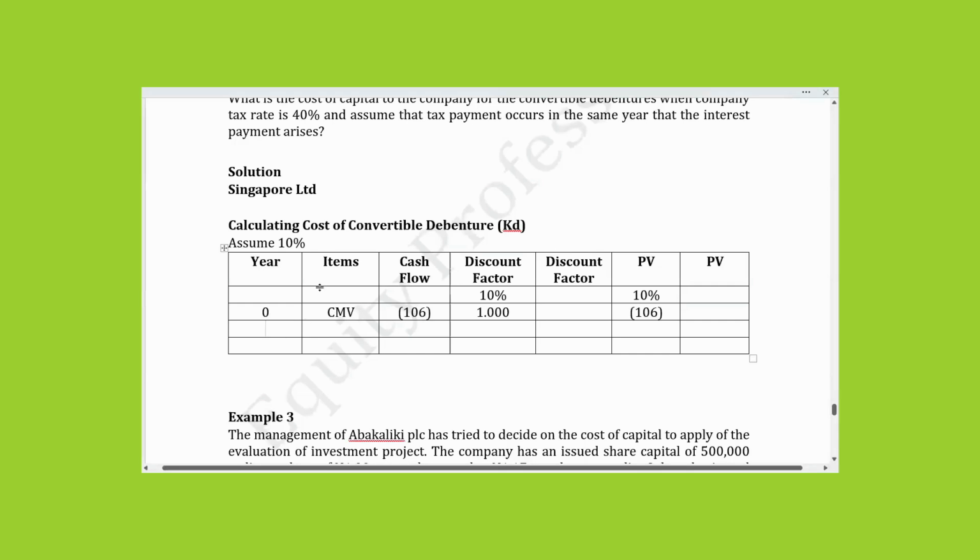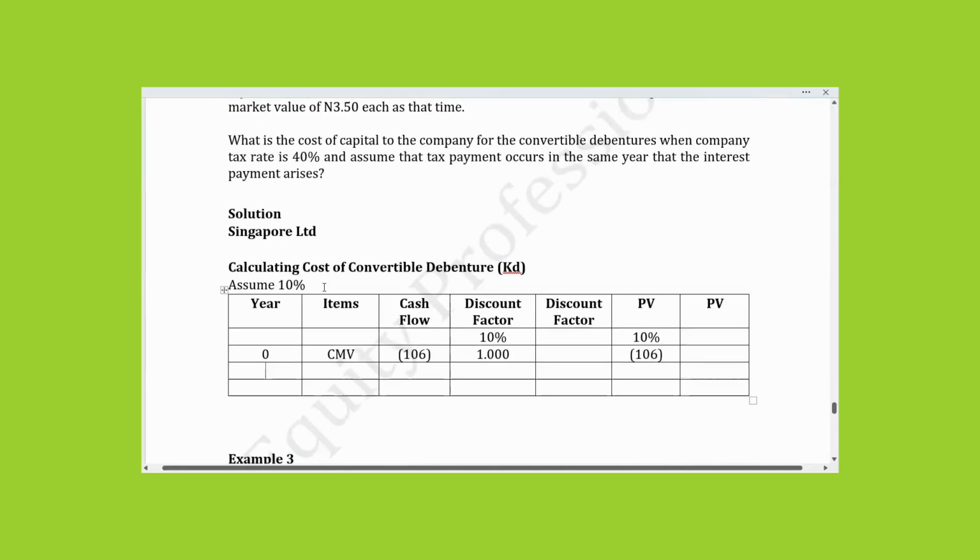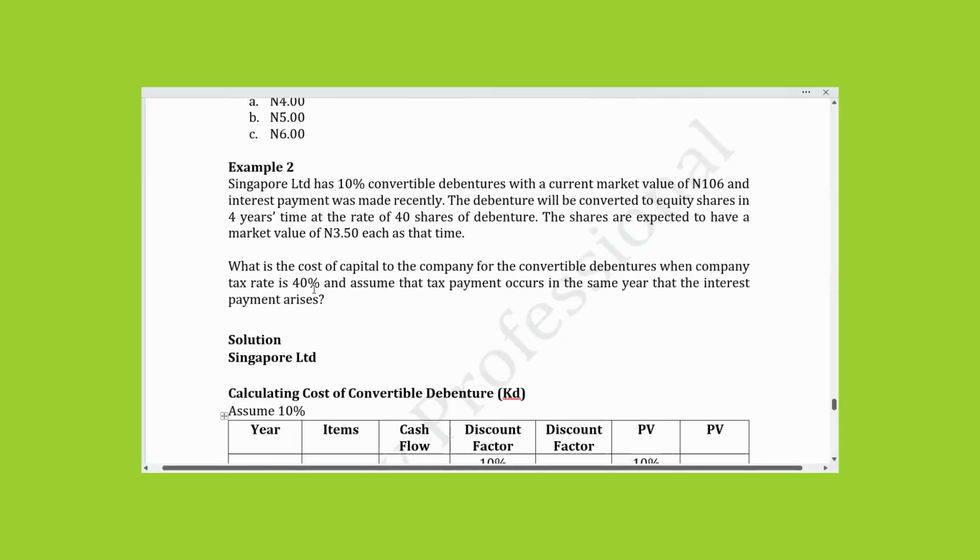Yes. Remember what I told you. We are calculating NPV. Remember there are 2 cash flows to the security. The first one is fixed interest that the company will pay to the debenture holders. Then the second cash flow will be either redemption value or conversion value. So we go back to the question to pick the relevant cash flows.